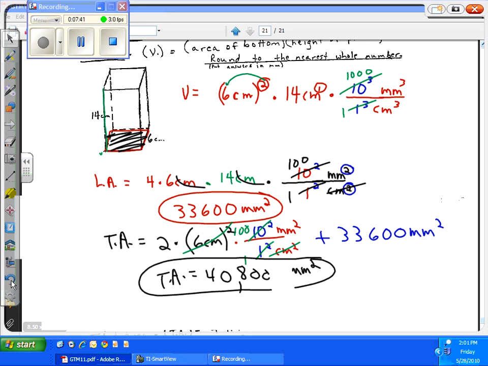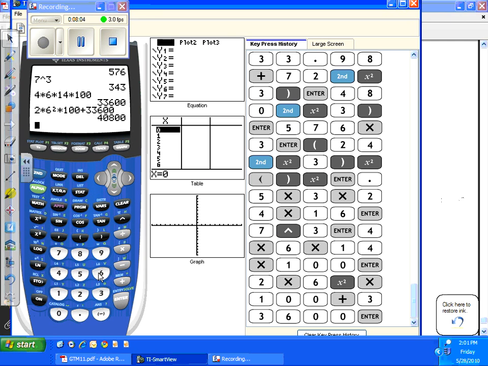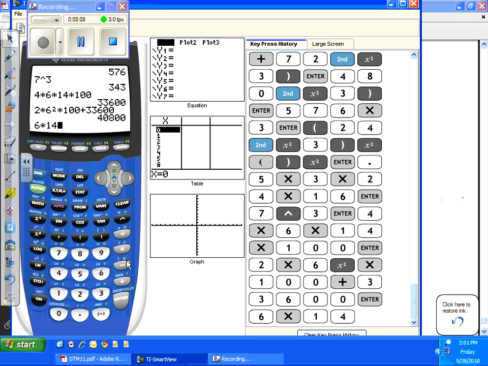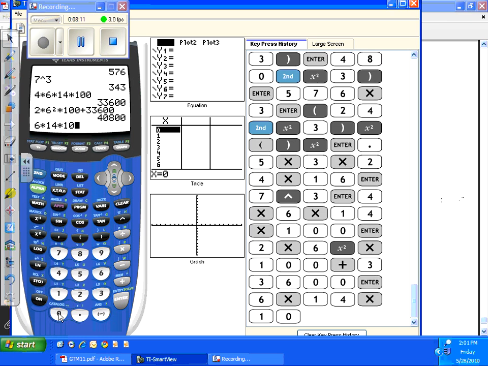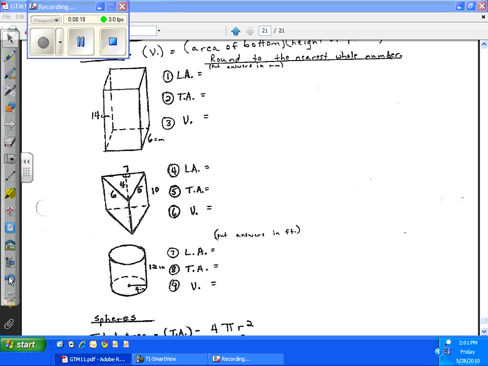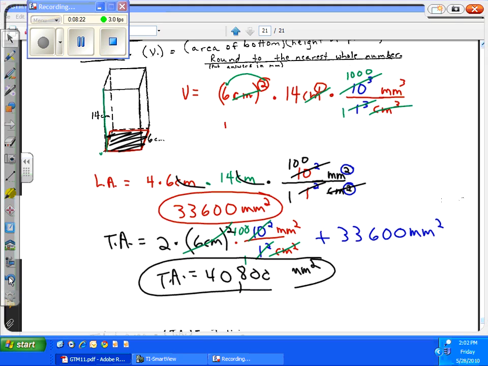So we're going to have the 6 square, but we're going to lose the centimeter to the first, 3 centimeters on top. Centimeter to the third on top would cancel centimeter to the third on bottom. So we're going to have 6 times 14 times 1,000 cubic millimeters. 6 times 14 times 1,000 is 84,000 cubic millimeters, the volume.